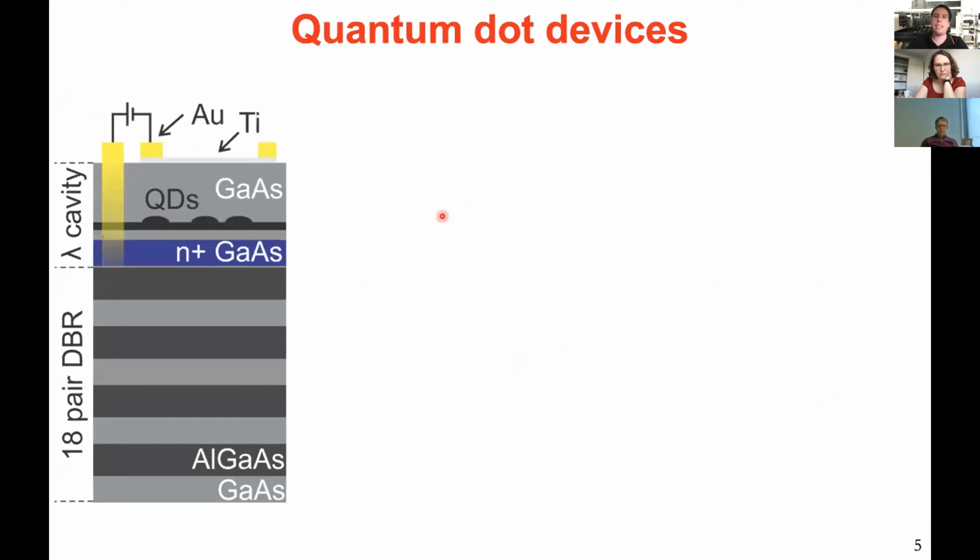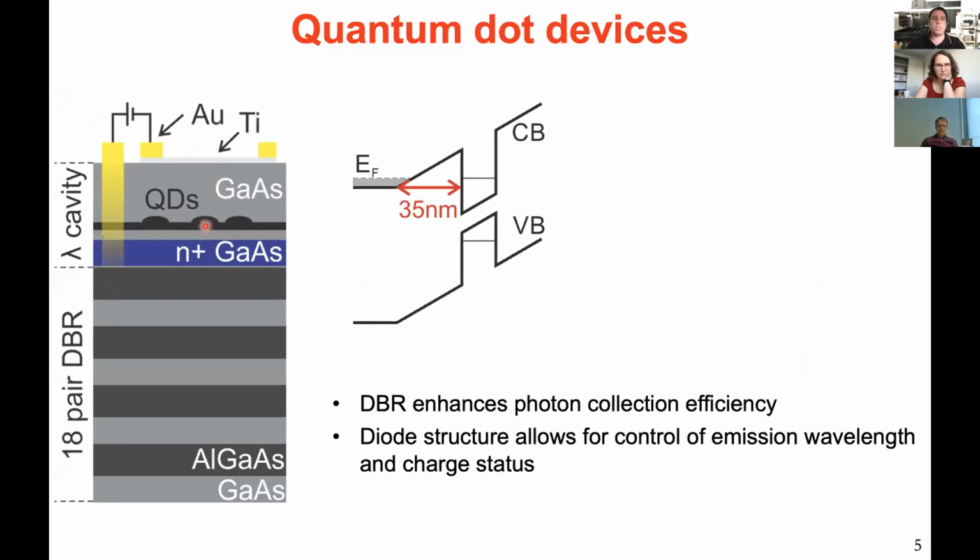For this fundamental research, we typically work with a broadband sample where the quantum dots are embedded in a lambda cavity on top of an aluminium gallium arsenide distributed Bragg reflector, which acts as a weak planar cavity to enhance the collection efficiency. In addition, the quantum dots are embedded in a Schottky diode, which allows us to control the electric field applied to the quantum dots, which can be used to tune the transition frequencies and to stabilize the dielectric environment.